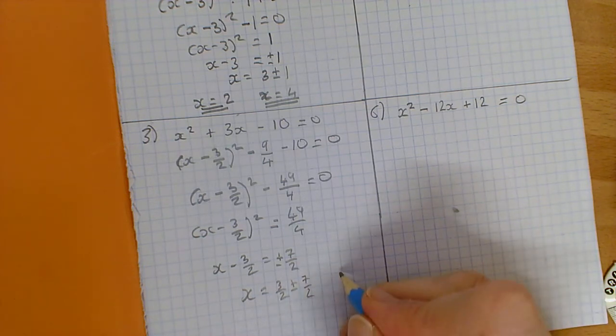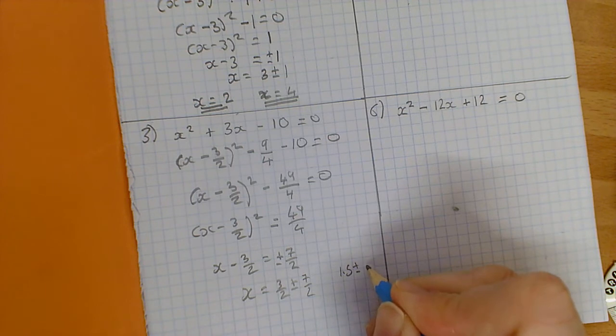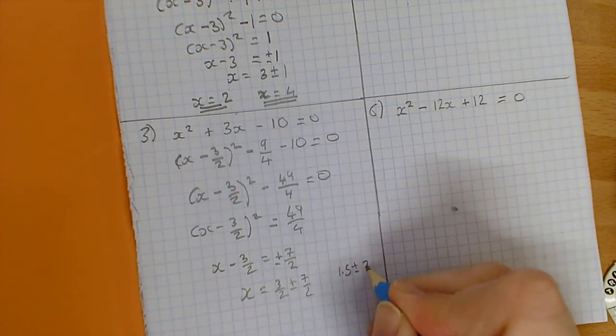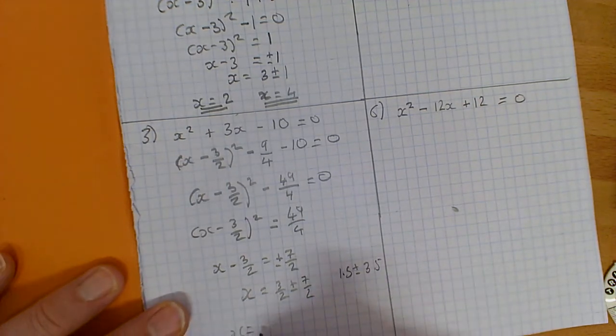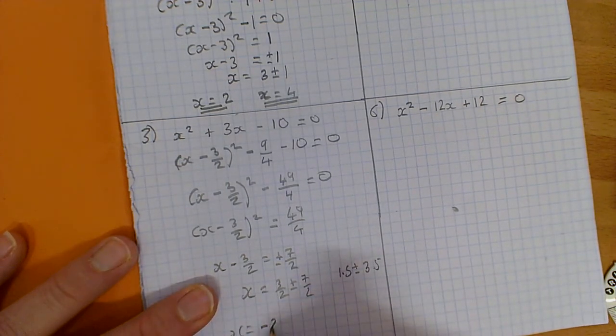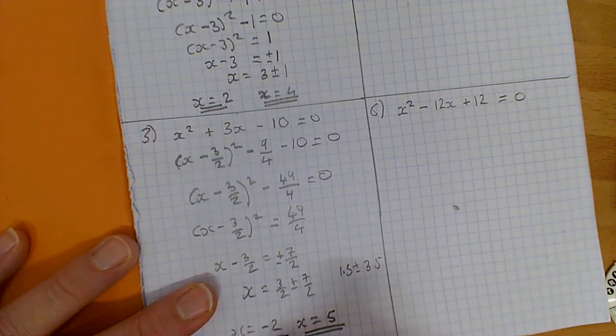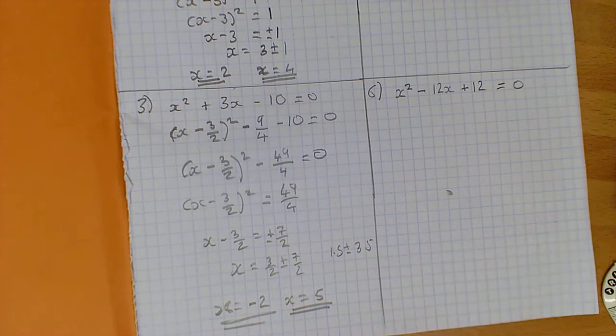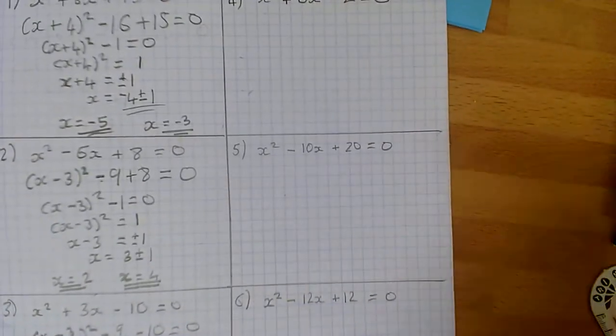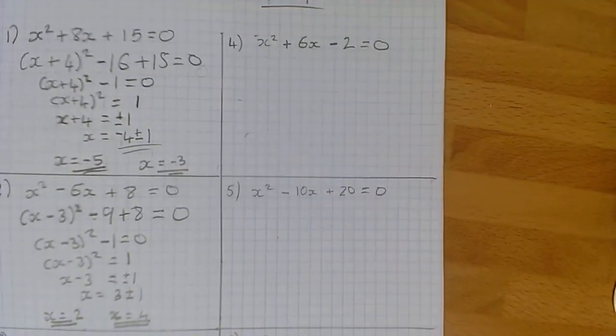So that's like saying 1.5 plus or minus 3.5. So you've got x is negative 2 and x equals 5. I would go back through and watch these again. I'm just going through the different steps for you so you can see these solved in action.